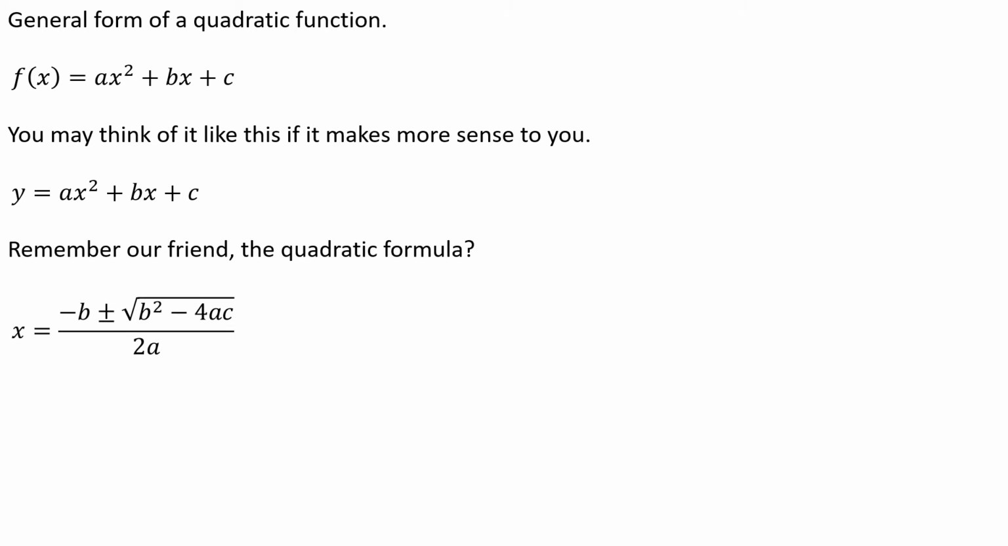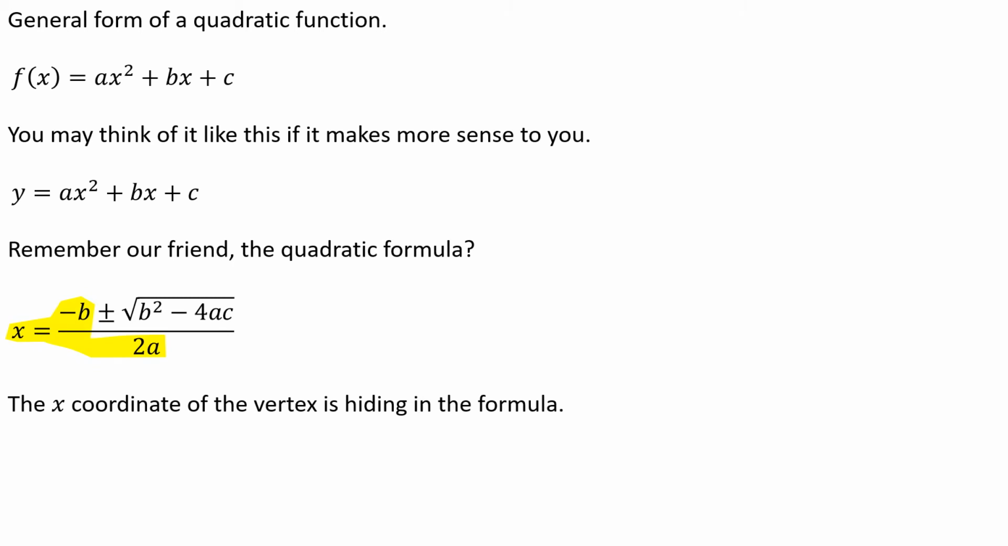And part of the quadratic formula actually helps us find the location of the vertex. The x coordinate of the vertex of the parabola is minus b over 2 times a. So if I have an equation and it's written in the correct order, minus b over 2a will find the x coordinate of the vertex.